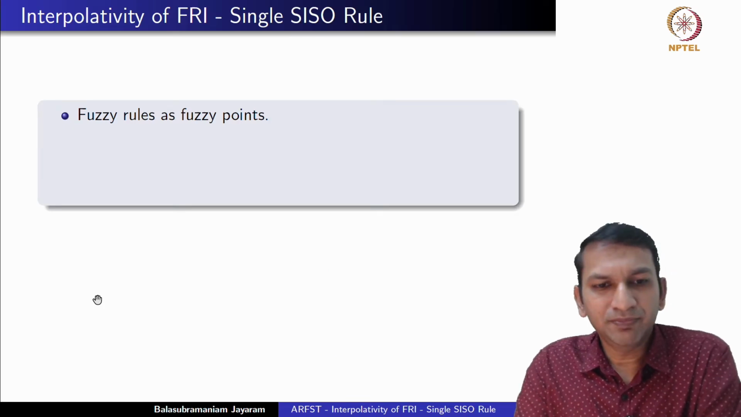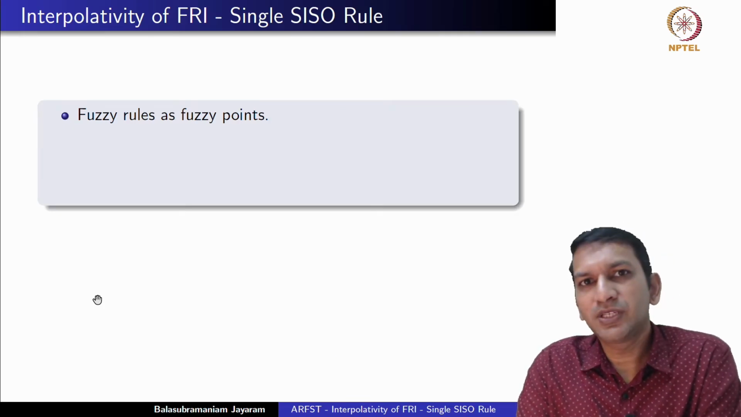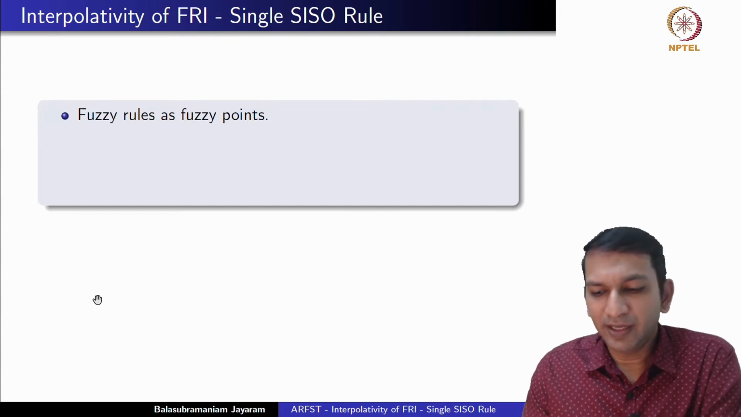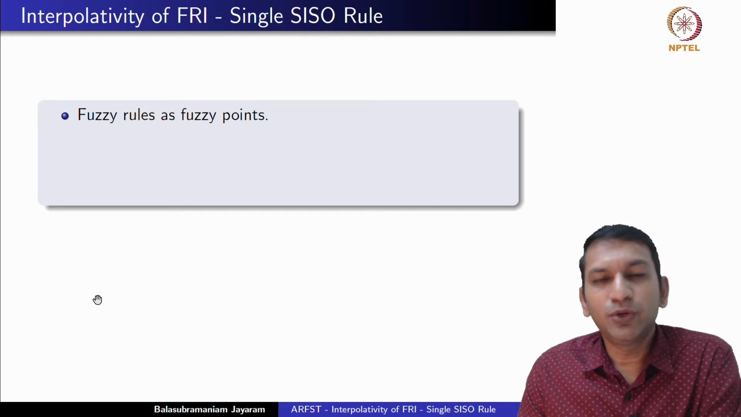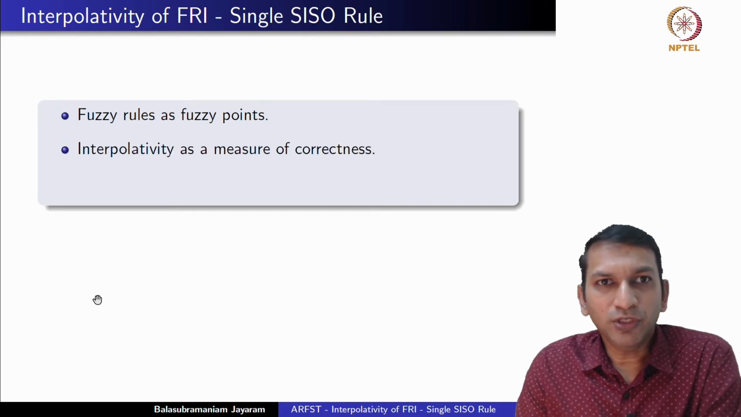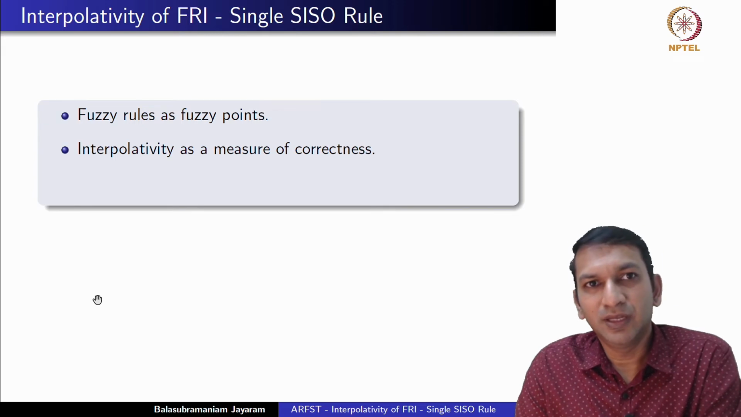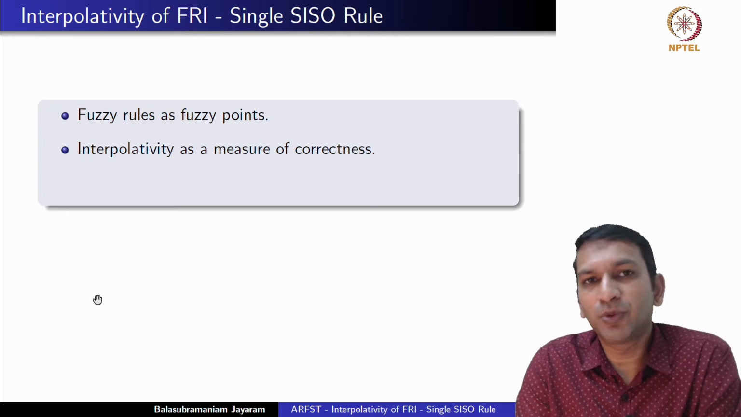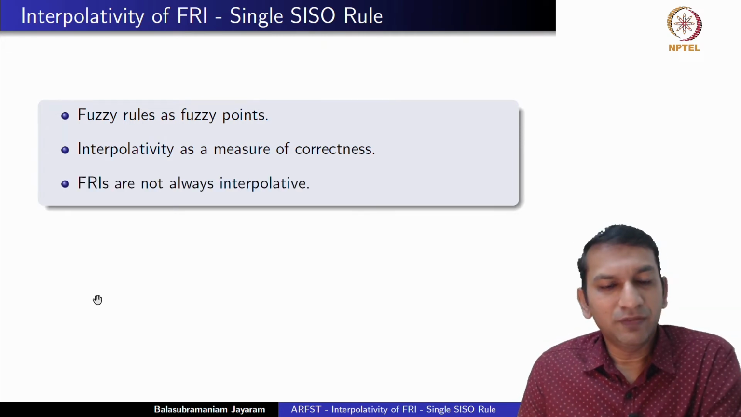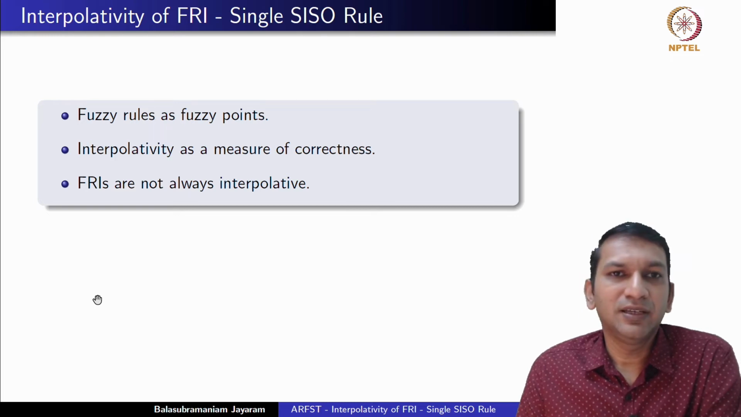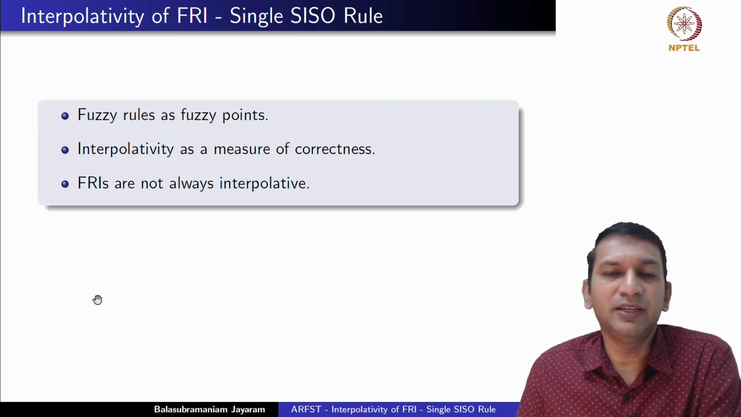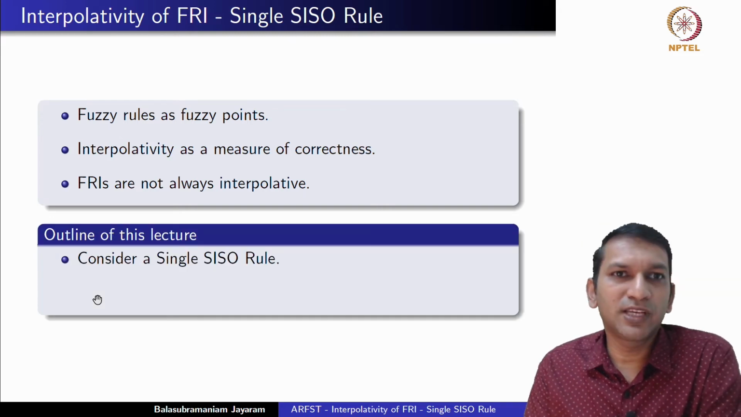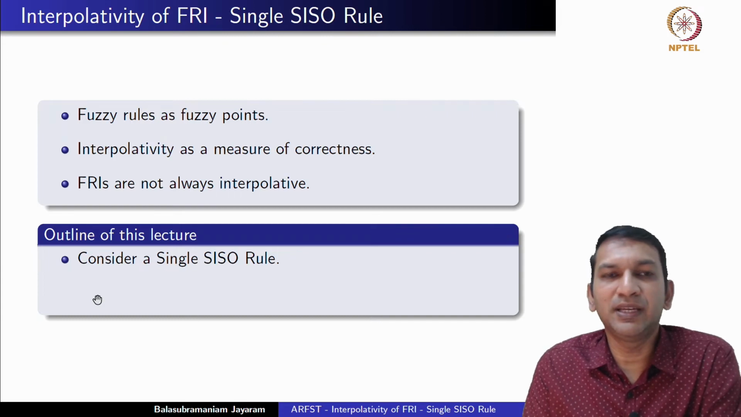In the previous lecture, we have seen that fuzzy rules can be viewed as pairs of fuzzy points, and under this context, we could look at the approximation offered by a fuzzy inference system. A measure of correctness of it could be thought of in terms of its interpolativity property. We have seen, at least in the case of FRIs, that they are not automatically interpolative. In this lecture, we will begin our quest towards exploring when FRIs can be interpolative.